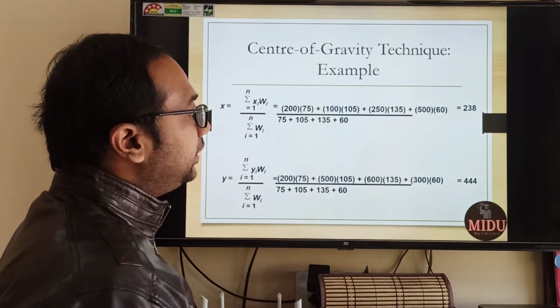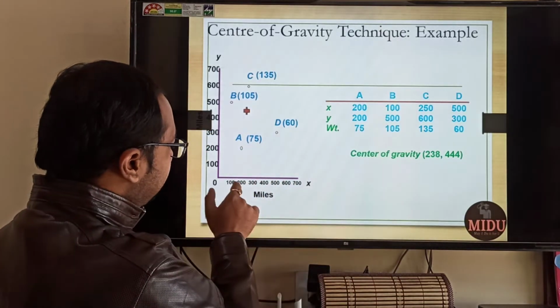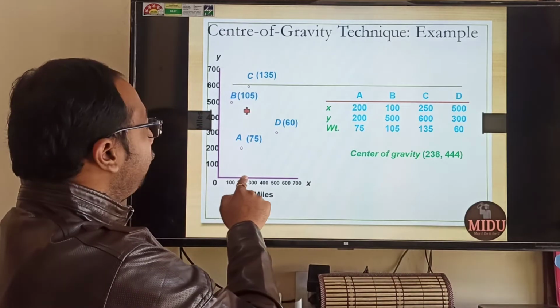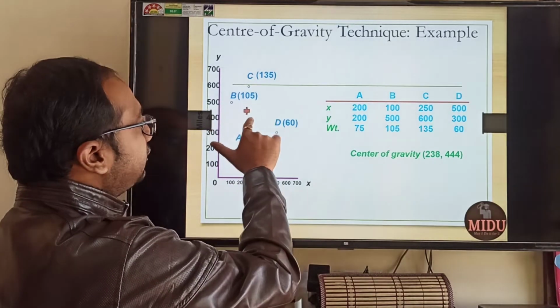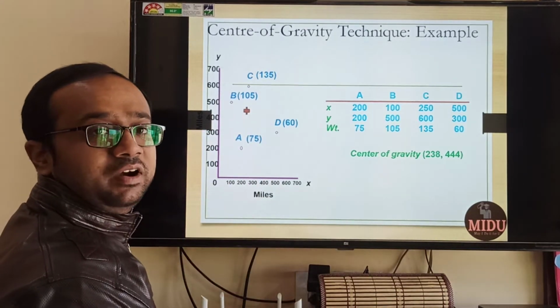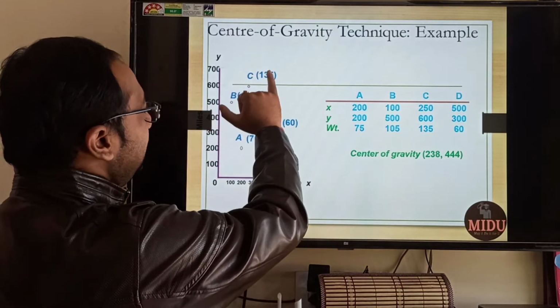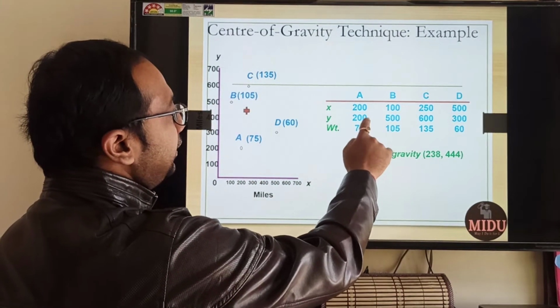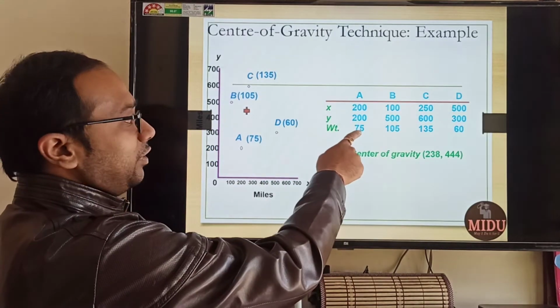Now this 238 and 444 which has come, let us locate this point. 238 will be somewhere over here, 444 will be somewhere over here. So we move to this plus sign which I have made, and this plus sign has come out to be the center of gravity. So see how we proceeded. We were given points A, B, C, D, and there were weights. We calculated the Cartesian points. For example, point A was 200, 200 with a weight of 75.